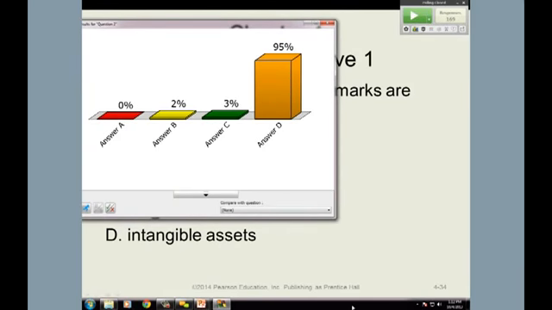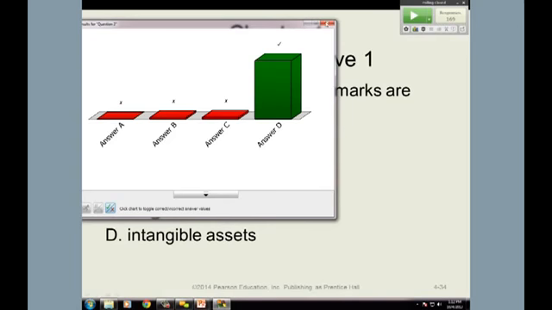All right, so everyone got that one right, almost. So the answer is intangible. So D, these are intangible assets. By definition, they're assets without physical substance, but they have value because of the rights that they confer on the holder. Okay.